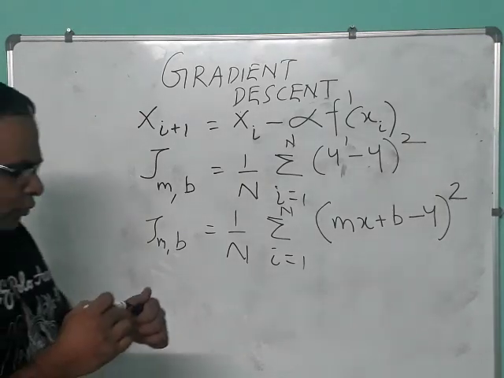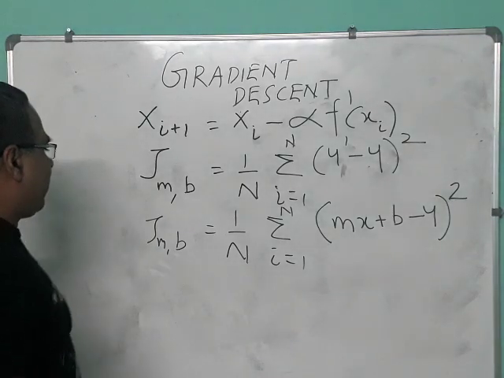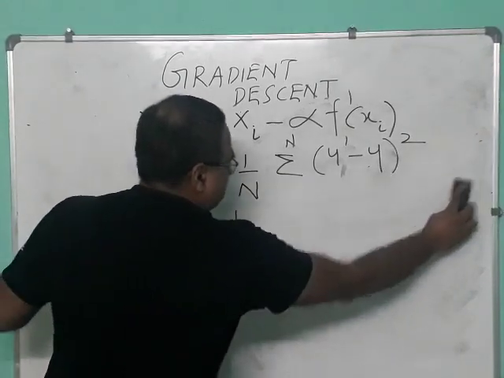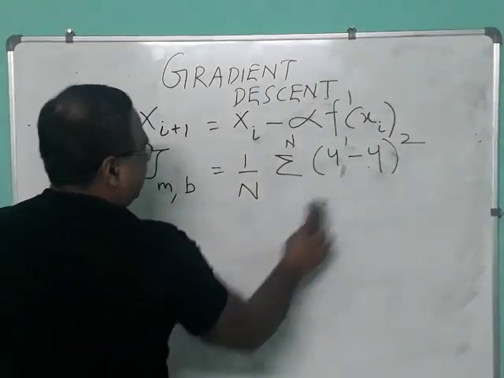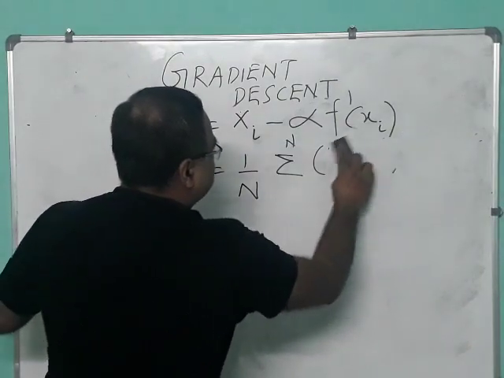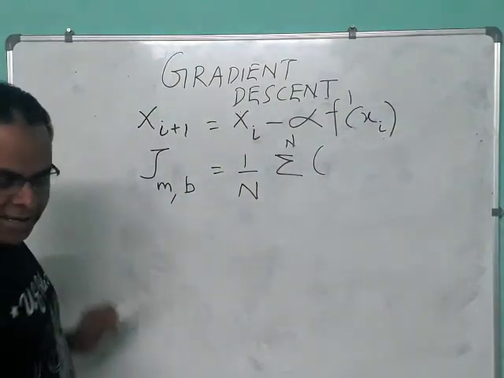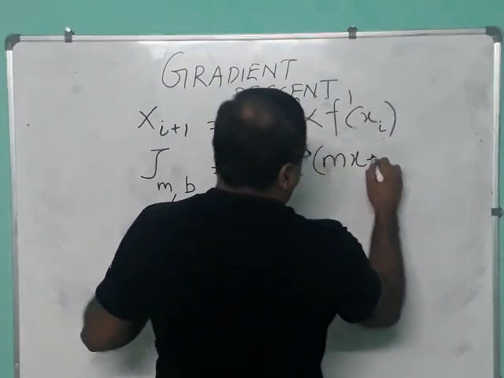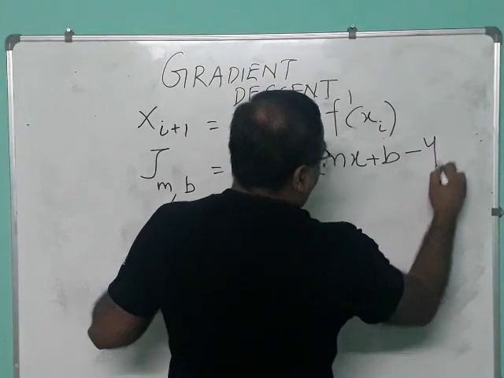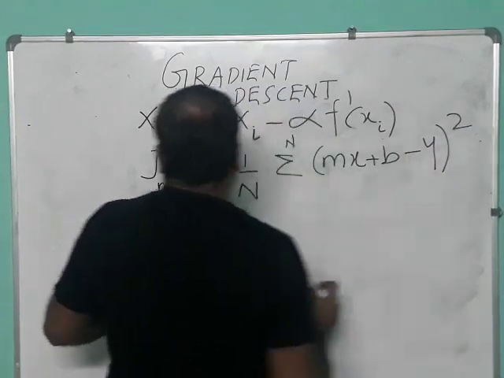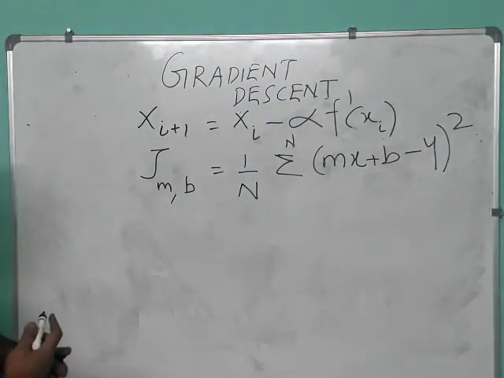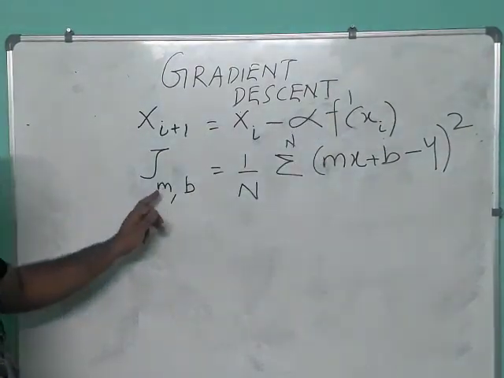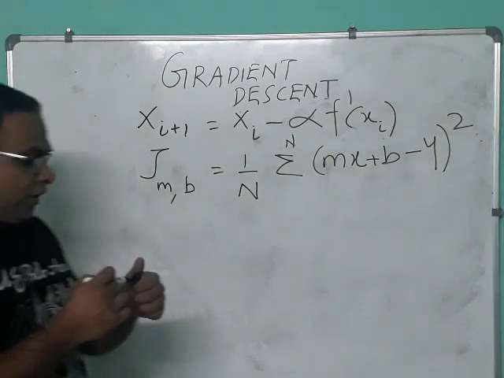Now what I am doing is, I am considering the second equation. Here what is y dash? It is mx plus b. I am writing it here: mx plus b minus y the whole square. Here we have only one variable x, but actually we have dependencies on two variables.